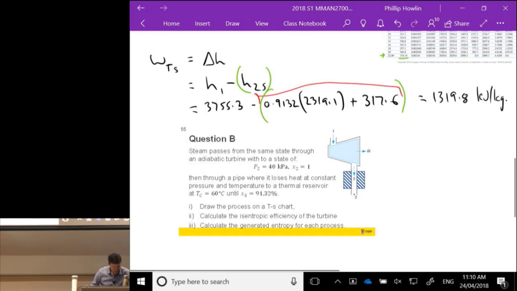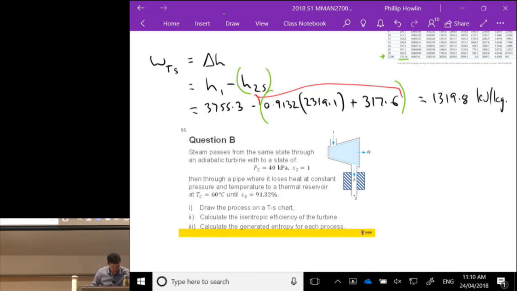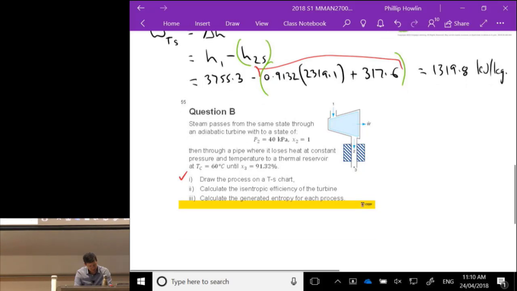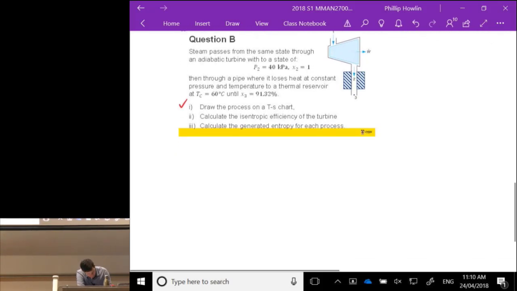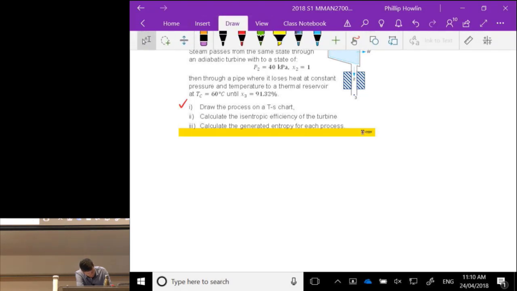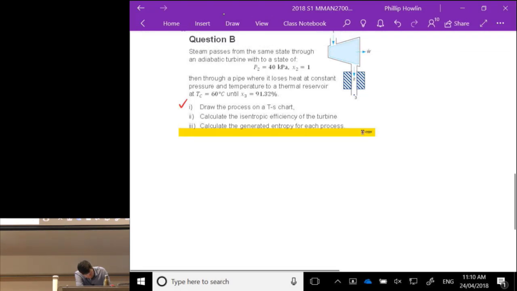Excellent. Draw the process on a TS chart, tick, as above. Calculate the isentropic efficiency of the turbine. All right. So we had defined isentropic efficiency, turbine isentropic efficiency, as being the difference in H's actual divided by the difference in H's in an isentropic sense.